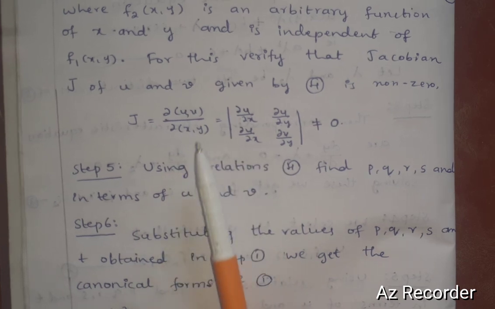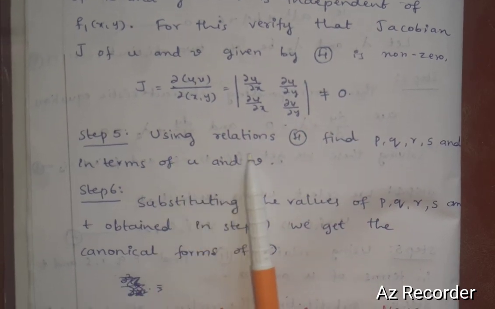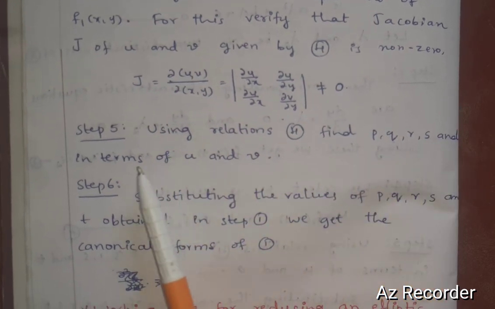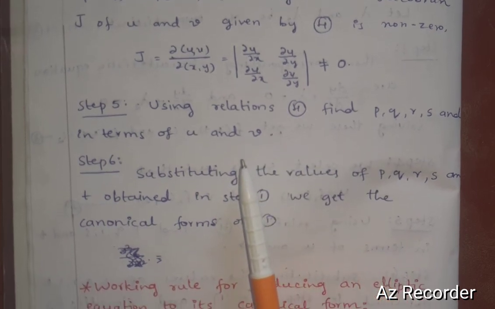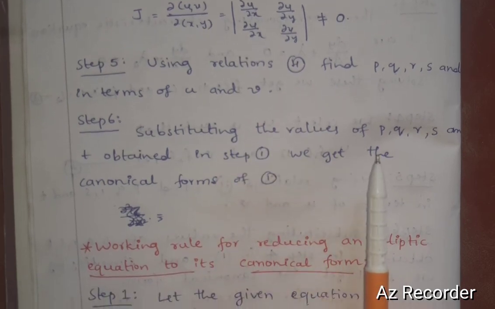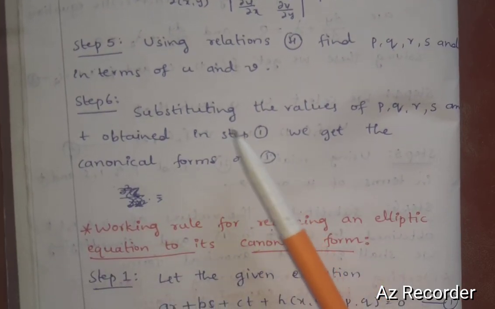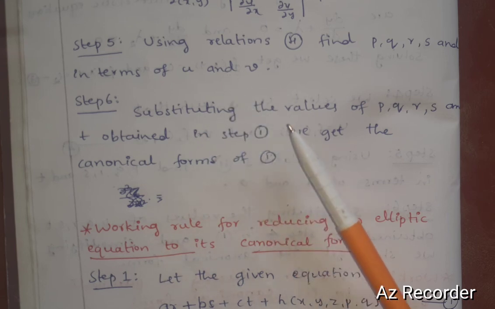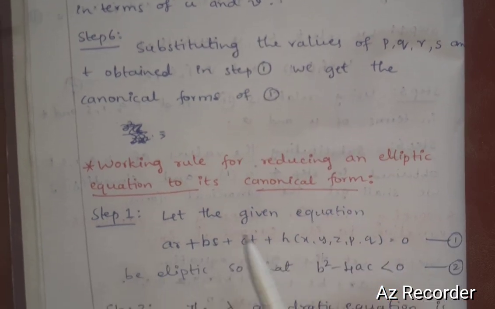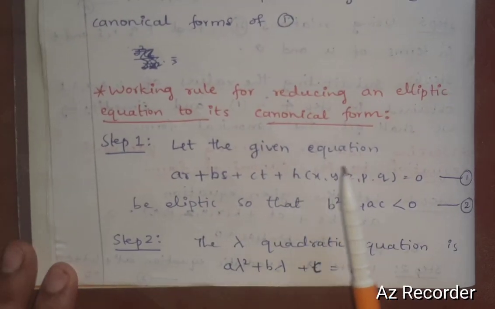Next, using u and v, we have to find the values of p, q, r, s and t in terms of u and v. Then after finding p, q, r, s and t, we have to substitute in equation number 1. Simplifying, we will get the canonical form. Okay. So these step 5 and step 6 are the same in all the 3 cases. Next, working rule for reducing an elliptic equation to its canonical form.